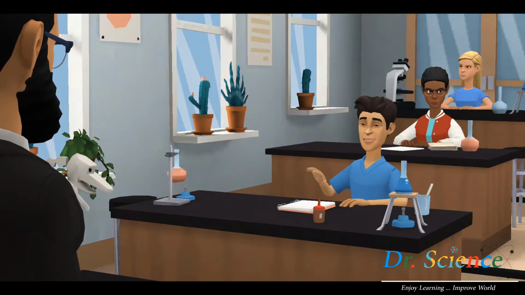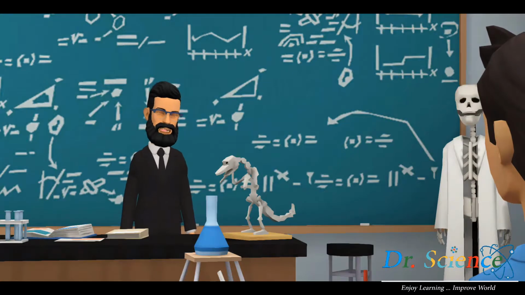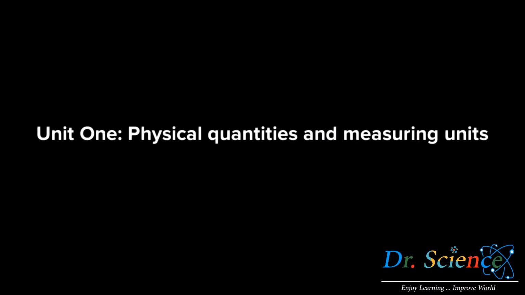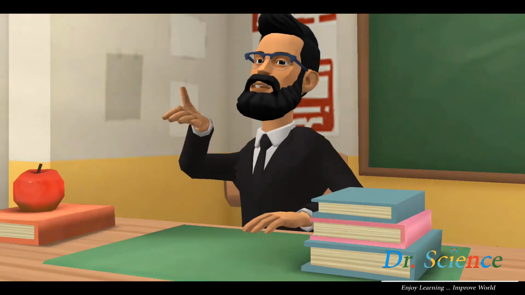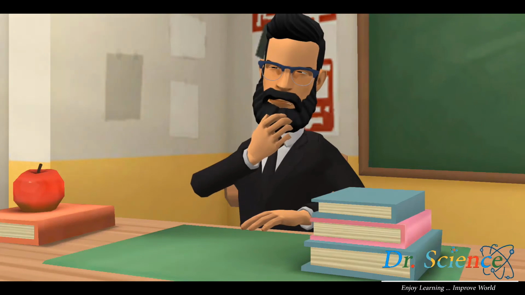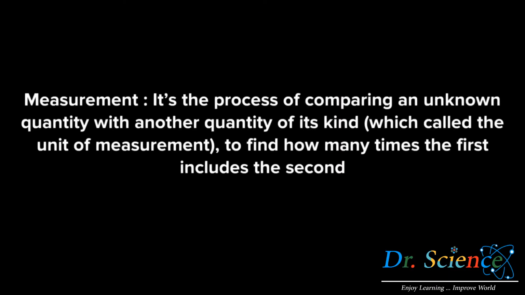Good morning, Dr. Science. Our lesson today is about Unit 1, Physical Quantities and Measuring Units. Chapter 1, Physical Measurements. And now, what is the measurement? Measurement is the process of comparing an unknown quantity with another quantity of its kind, which is called the unit of measurement, to find how many times the first includes the second.